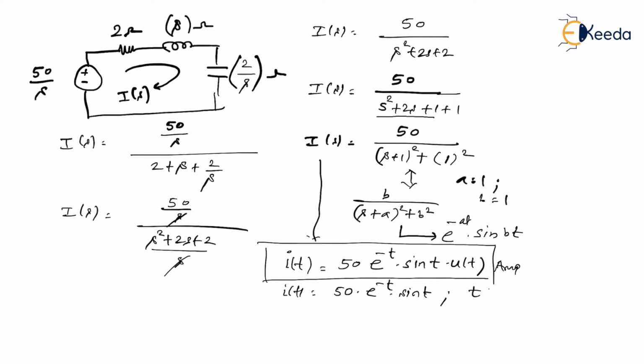Now here you specify t greater than or equal to 0. If you write u of t, then it is bound to become valid for t greater than 0 only. If you don't specify u of t, you have to write it mathematically as t greater than or equal to 0. This is how we deal with a series RLC circuit using the Laplace approach. Let's start with the next sum.